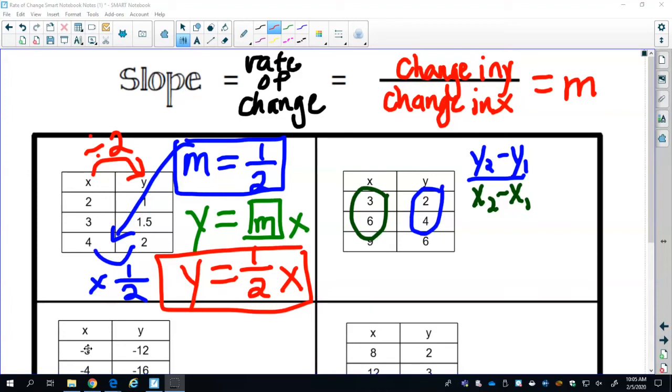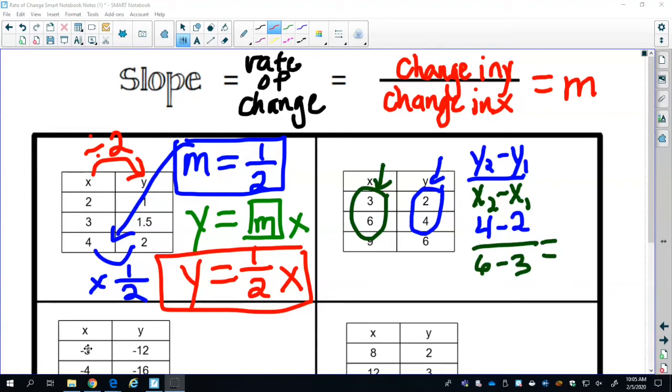So now I'm just going to plug in the numbers. My two y values are right here. So I'm going to plug in 4 minus 2, so I don't get a negative. I'm going to start with my larger number and subtract my smallest. We're only going to be dealing with positive numbers in this unit, or at least for our slope. And then on the bottom, I'm going to subtract the two x values. So the two x values I chose are 6 and 3. So I'm going to subtract 6 minus 3.